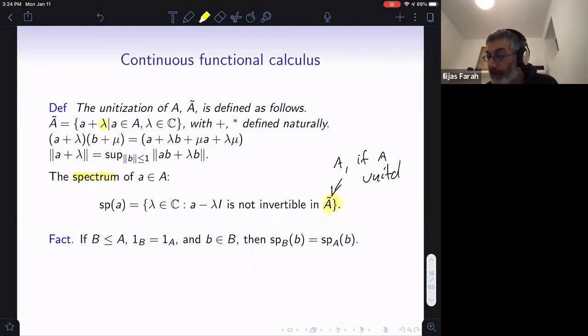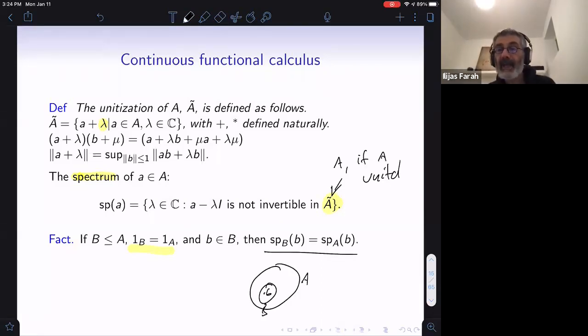I mean, everybody. So here is a fact which is not trivial at all, but it is a good exercise if you haven't seen it. If you have a subalgebra of A, and it is what is called a unital subalgebra, namely, the two algebras have the same unit, which is not like in this example here, then if you have an element little b of the smaller algebra B inside A, their spectra are equal. So the spectrum doesn't depend on the context in which you are defining it.